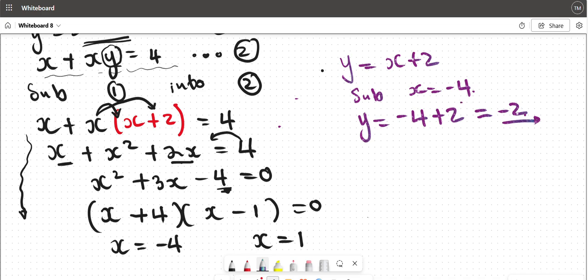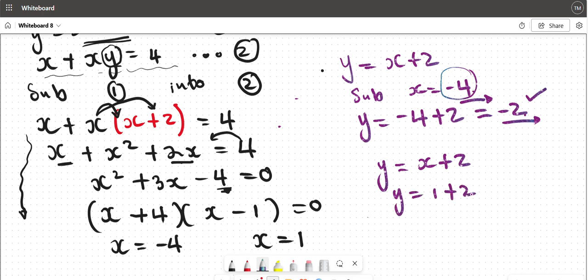So for this corresponding x value, this is the corresponding y value that I get. Let me do the same thing, but for the next x value. So I'm going to substitute 1, and this is what I get, 3. And what did I substitute? I substituted x is equal to 1, right?